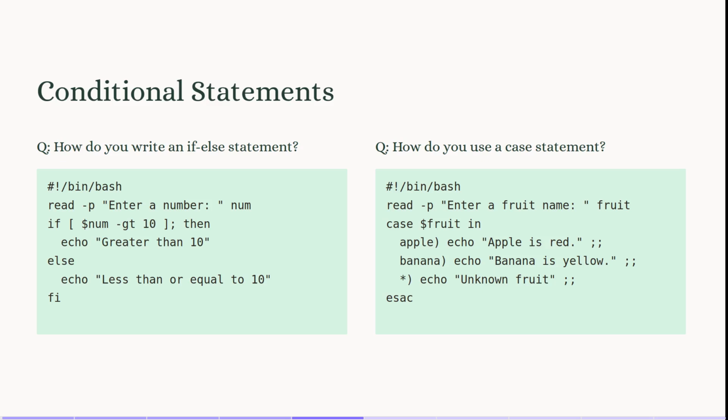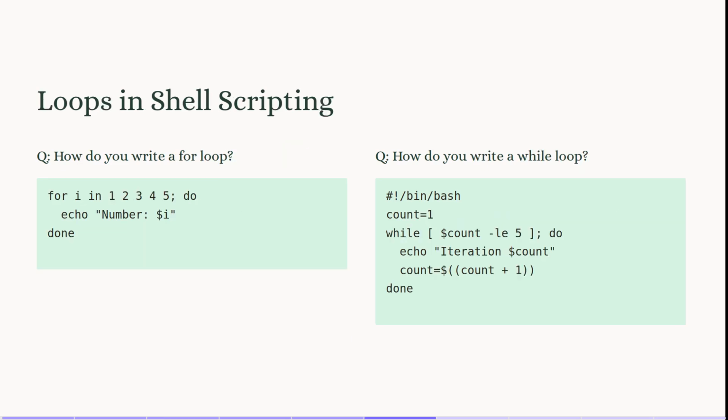But what if we have multiple conditions to check? Not just a simple yes or no. If you're dealing with multiple possibilities based on a single value, the case statement can be more elegant. It's like a multi-way switch directing the script to the appropriate code block based on the value. So instead of a bunch of nested if-else statements, we can use case to handle multiple scenarios more cleanly. Exactly. It makes your code more readable and easier to maintain.